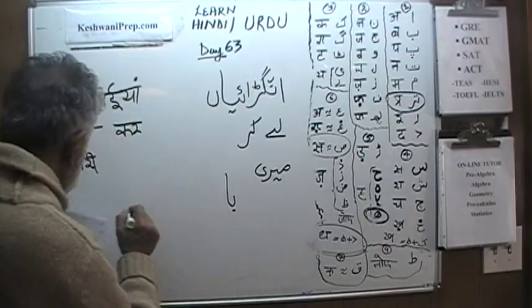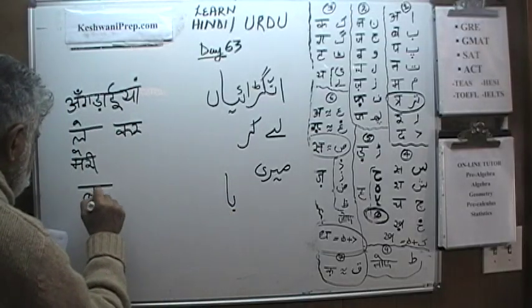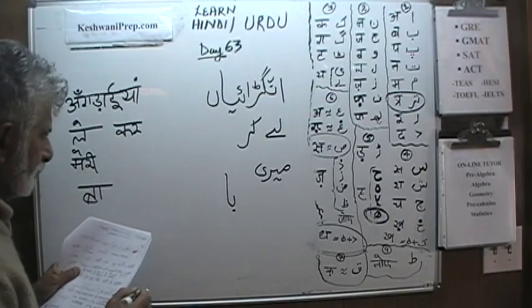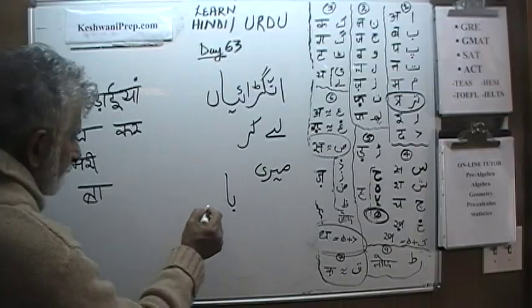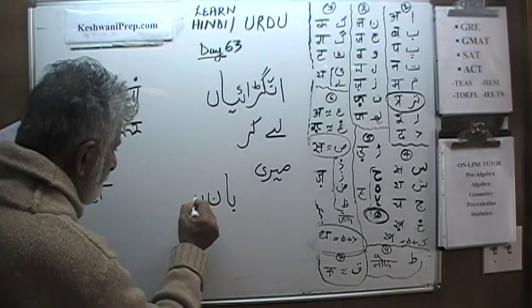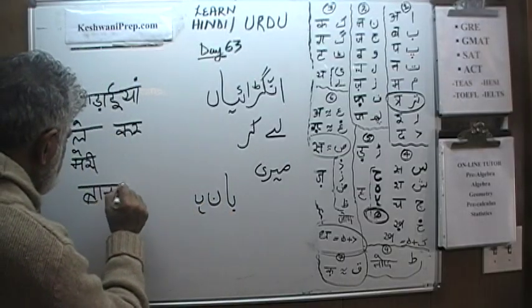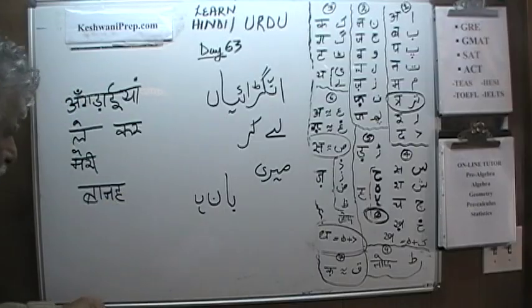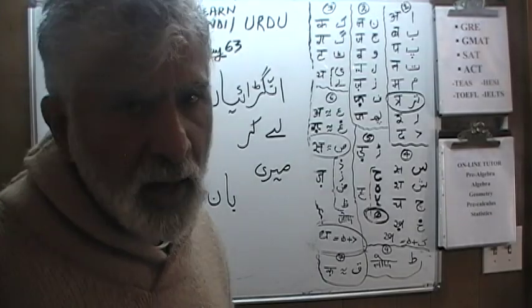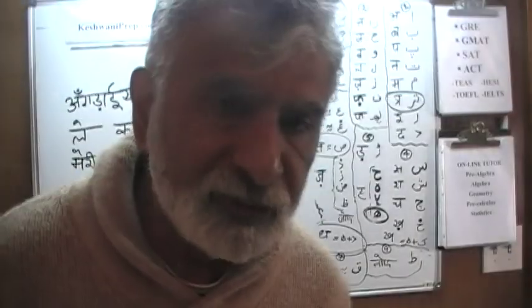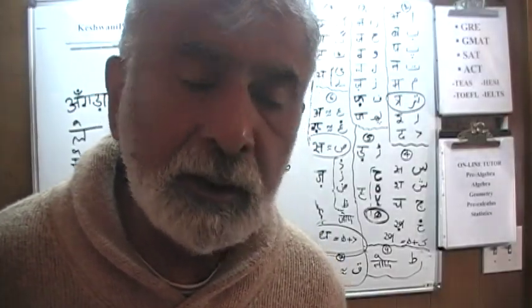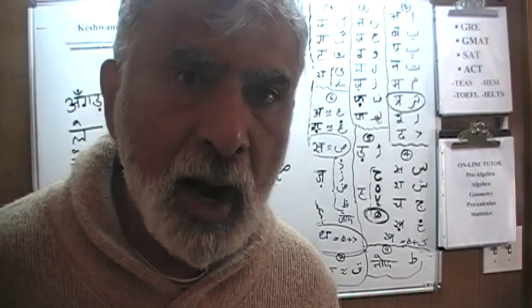Ba. Let's do it the wrong way first. Ba, no, ha. There is no such word. There is no such word called ba na ha, because na here is not pronounced in its entirety. It's nasalized. It's not ba na ha. The word we are looking for is ba.